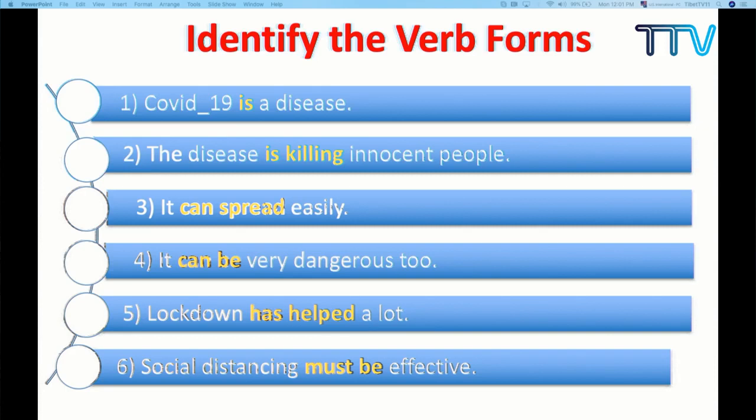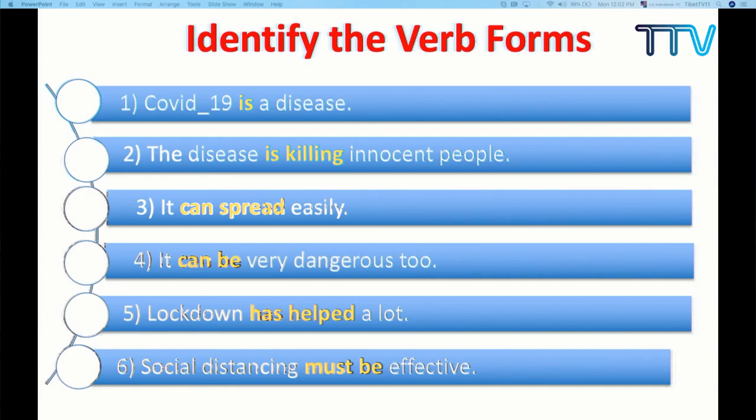Now there are different forms of verb. I want you to look at these sentences. One: COVID-19 is a disease. Two: The disease is killing innocent people. Three: It can spread easily. Four: It can be very dangerous. Five: Lockdown has helped a lot. Six: Social distancing must be effective. Look at these sentences and try to identify the different forms of verb: the principal verb, the linking verb and the helping verb.